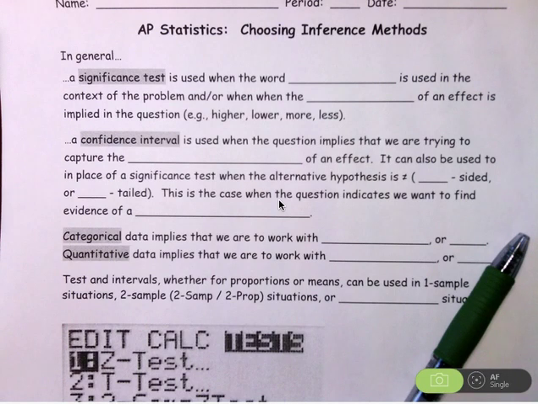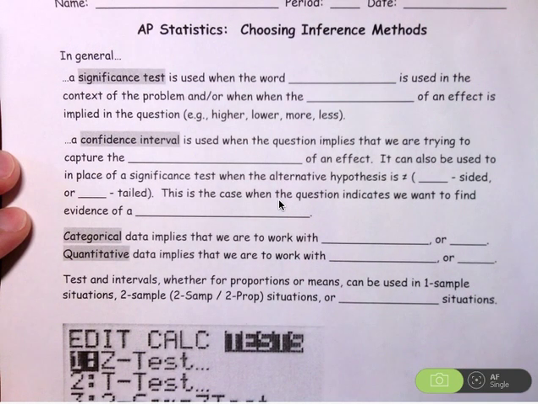Now that we've finished studying all of the different inference methods that we will in this portion of the class, now it's time to decide how do you determine when you've read a question or looking at a particular context, which method should you use? Well, here are some things to consider.